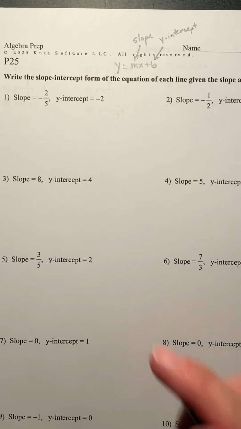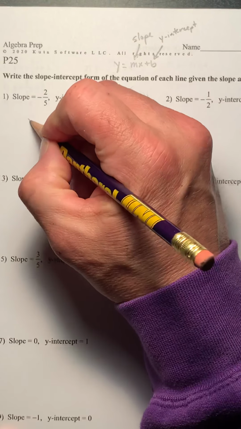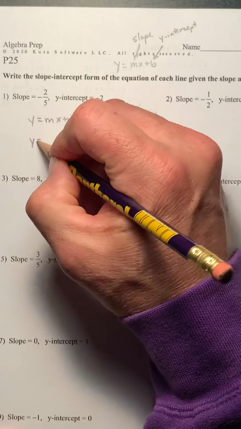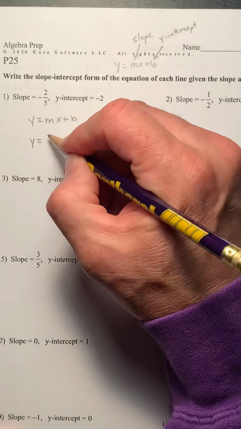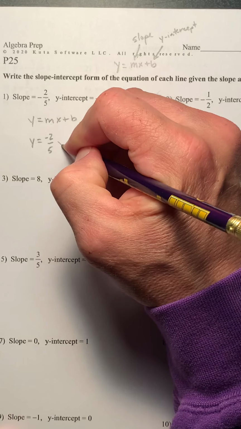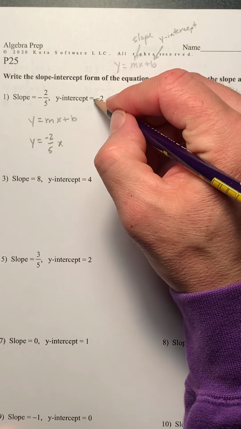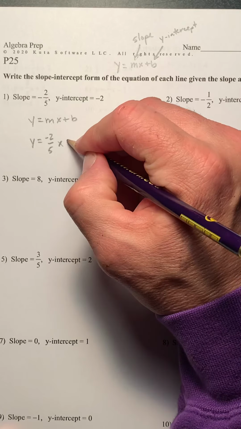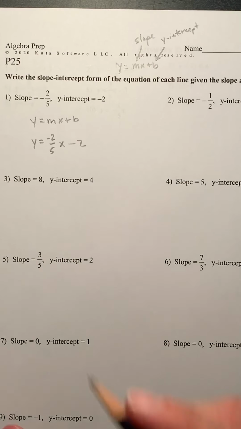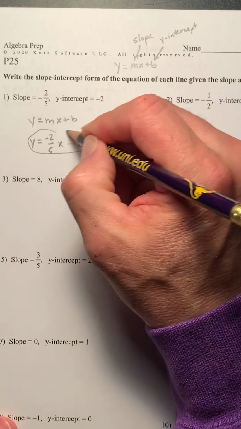And so what we're going to do is we look at question number 1. We're going to say y equal mx plus b. We're going to write this, and instead of m, we're going to put the slope number in there, -2/5. Follow with an x. And then we're going to follow that up with the b value. We could do plus a -2 or just -2. Either one works. There's our answer. That's all we're doing, all right?